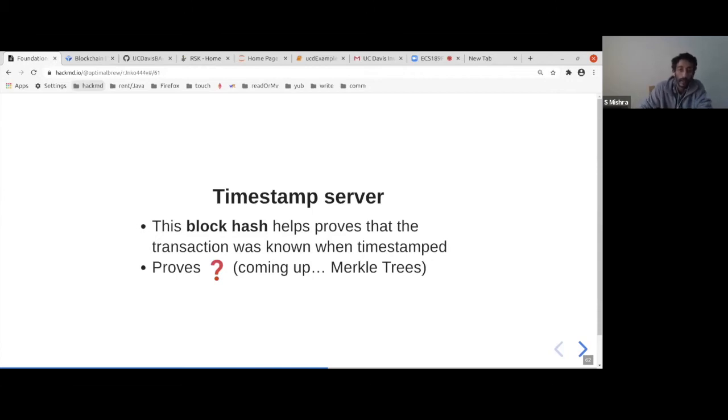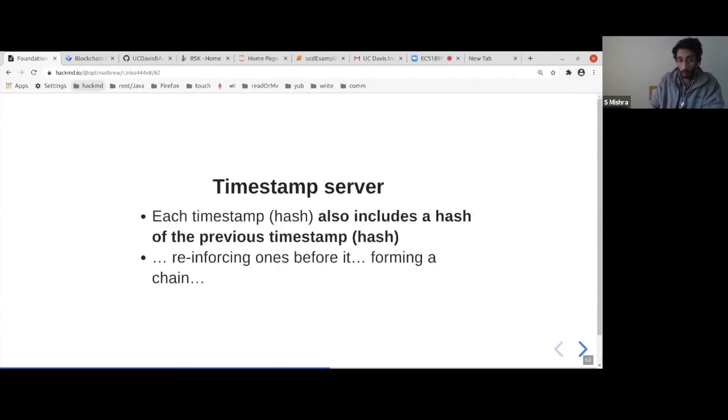Any reuse of funds will be rejected. And the idea of how to prove that something was included, that spending some money you sent somebody was included in a block, relies on an idea called Merkle trees and Merkle proofs, which we will see in a bit. So the job of the network is to act collectively as a timestamp server.